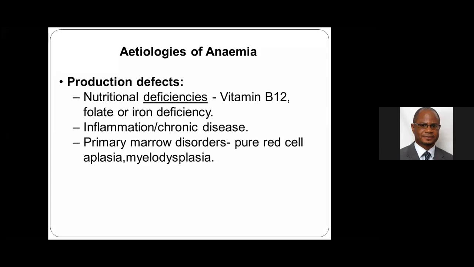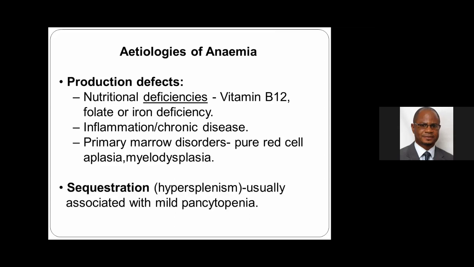Primary marrow disorders. So the bone marrow has a problem. Pure red cell aplasia is not producing any red cell at all or very little. And then myelodysplasia is not producing cells of the myeloid lineage. So myelodysplastic syndrome. The cells of the myeloid lineage are not being produced in adequate numbers. Or instead of all the myeloid lineage cells that affect red cell as well, you can have pure red cell aplasia. The lack of production is now purely linked to red cell.